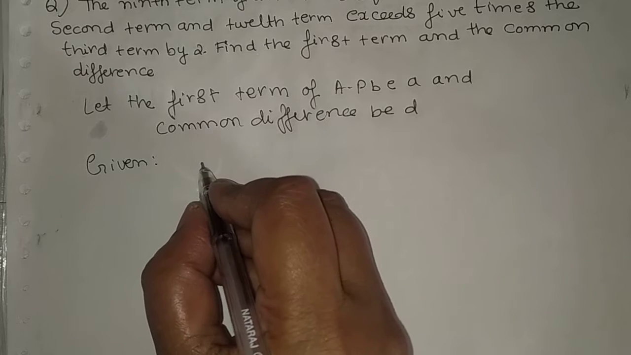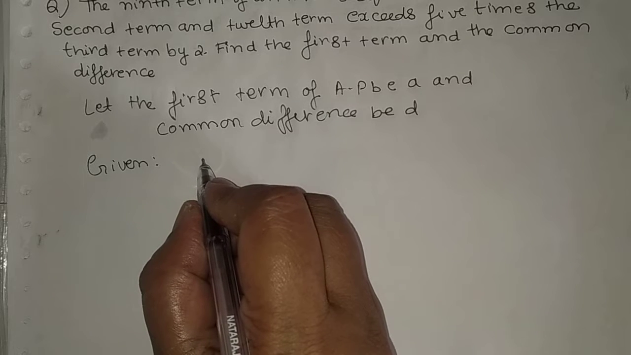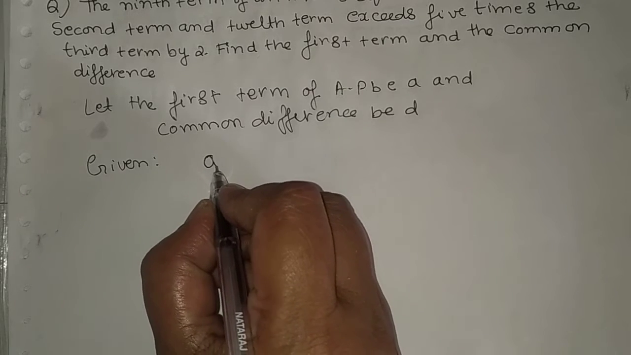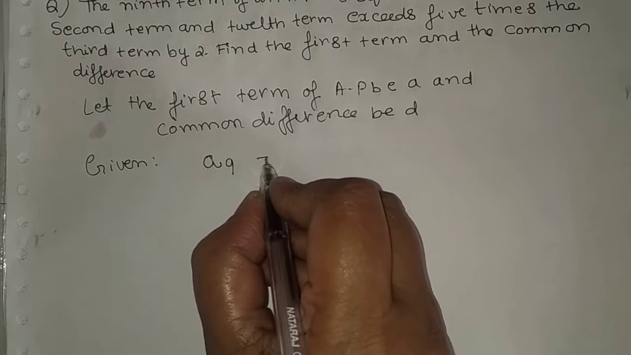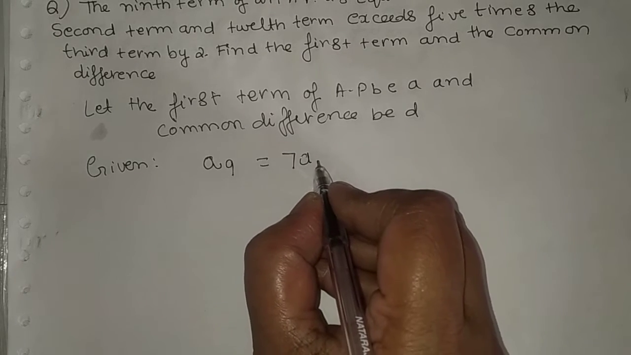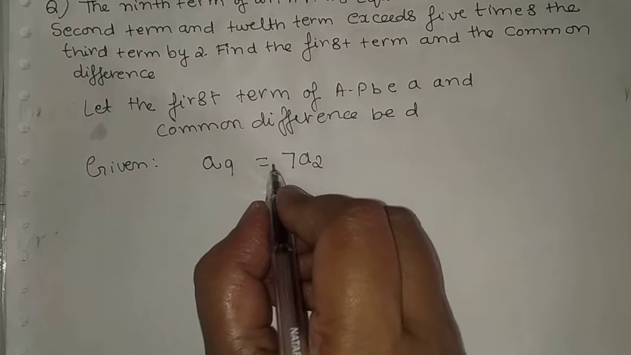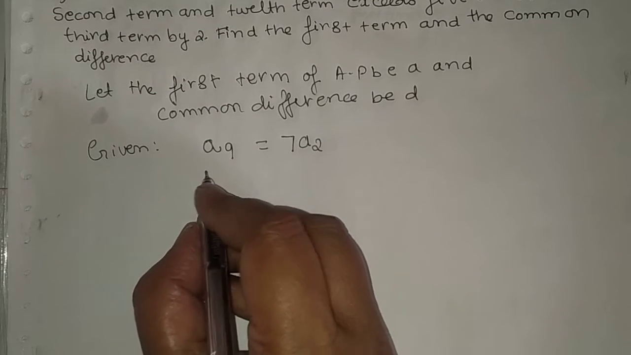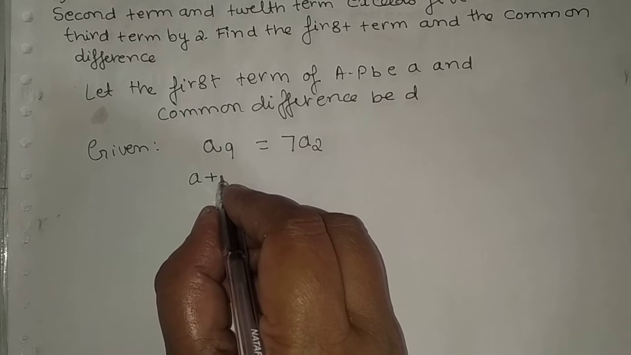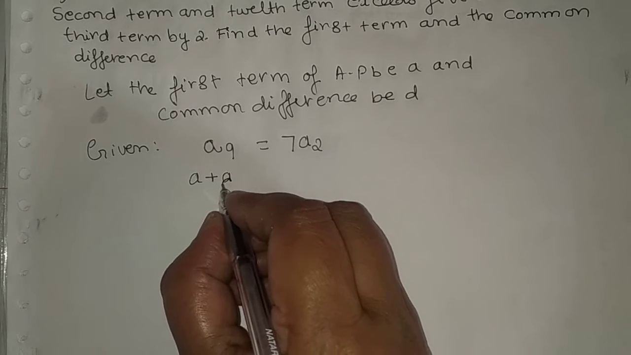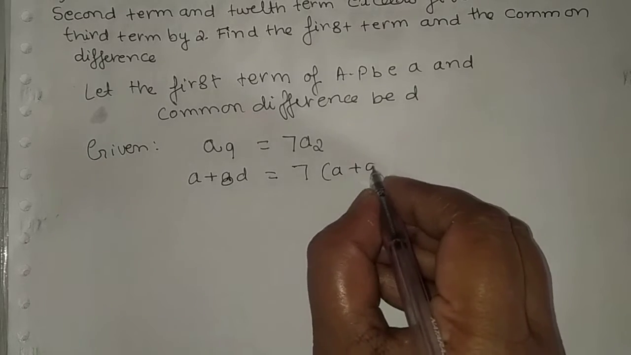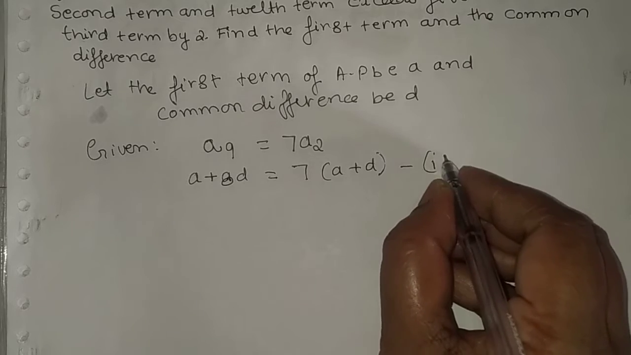So first is the ninth term. What they have given in the question, see the first line: the ninth term of an AP is equal to 7 times the second term. So this is the equation for the first statement in the question. So write down, split this. We can write this one as A plus 8D is equal to 7 into A plus D. So this is equation 1.